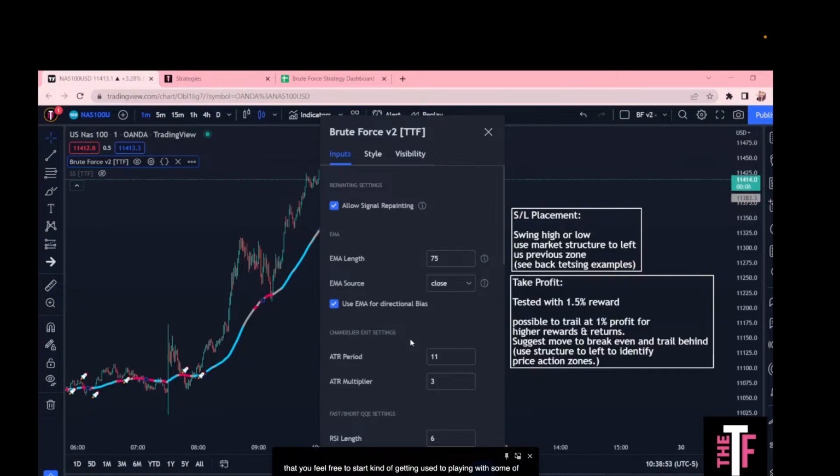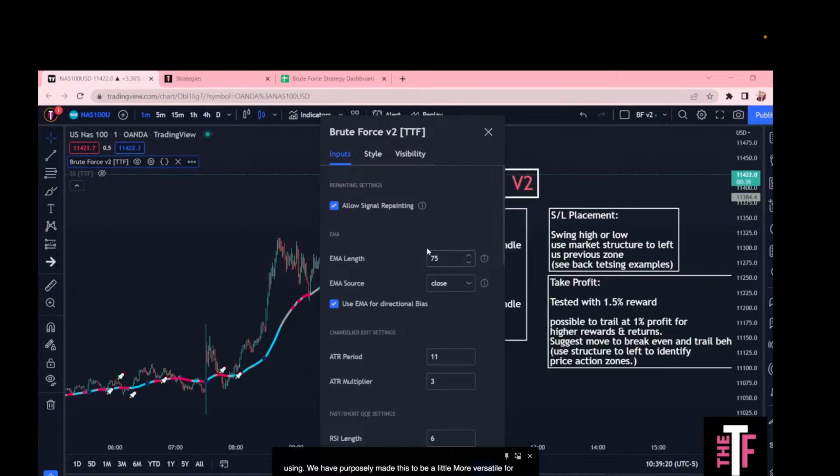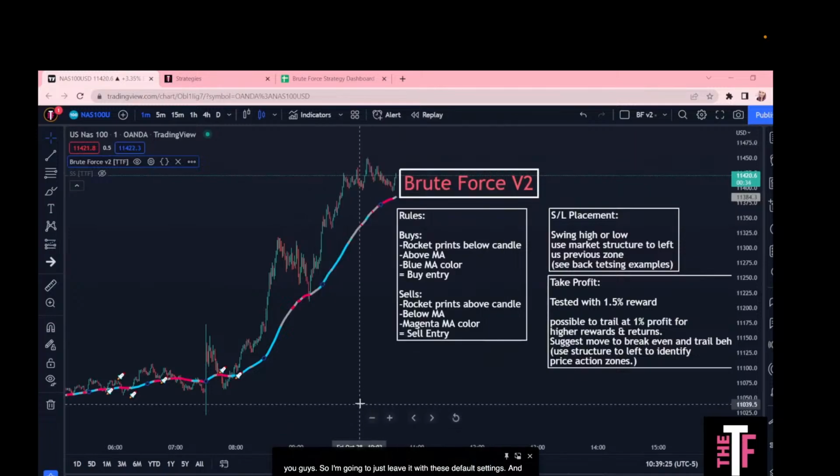See what works best for you, for your specific pairs, for your time frames or your sessions that you're looking at using. We have purposely made this to be a little more versatile for you guys. So I'm going to just leave it with these default settings, and then I will show you guys what an example of a buy and a sell would look like.